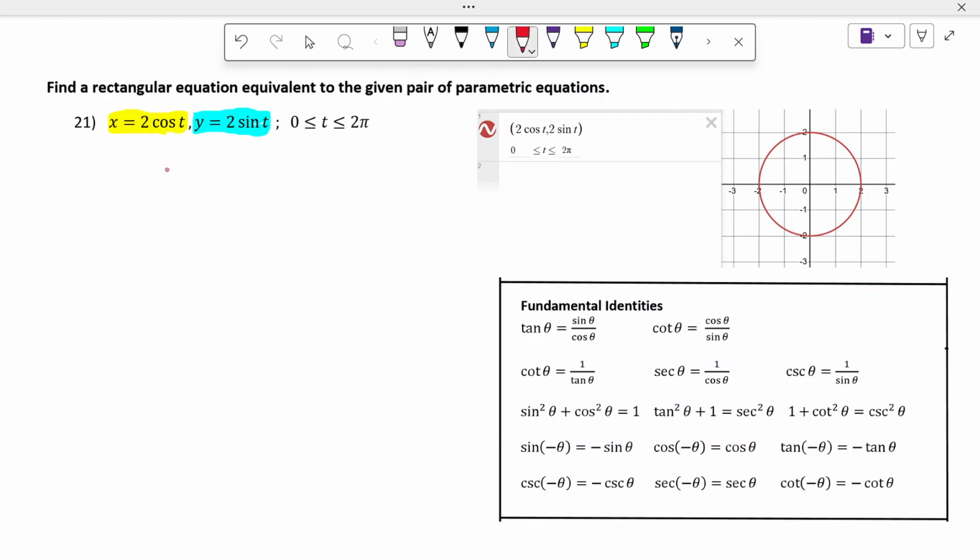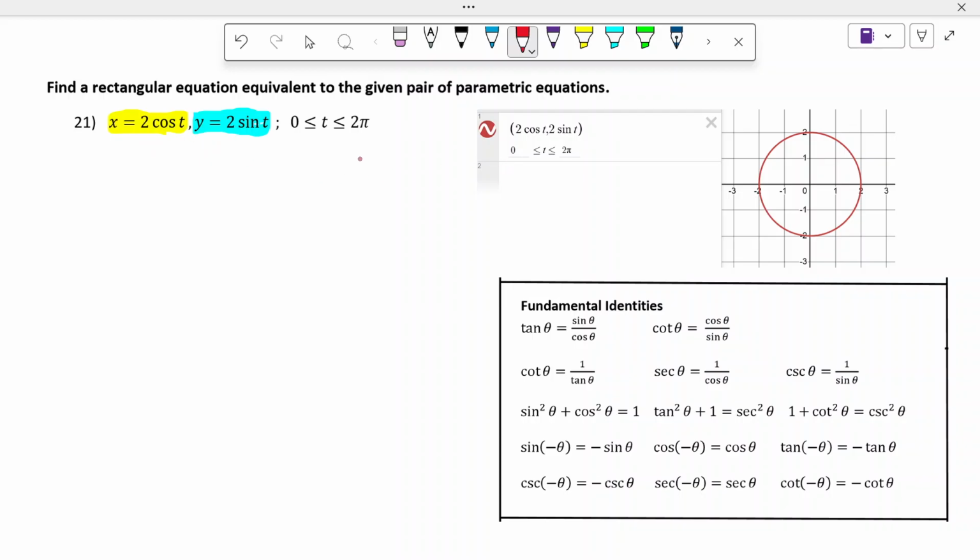For this one, this is actually a particular type of question where the x value is related to a cosine function, and the y value is also related to a sine function. And in fact, if I just graph this in Desmos, this is the answer that we get. It's just a circle. Of course, don't forget, we need to graph these two functions, the yellow piece for x and the blue piece for y.